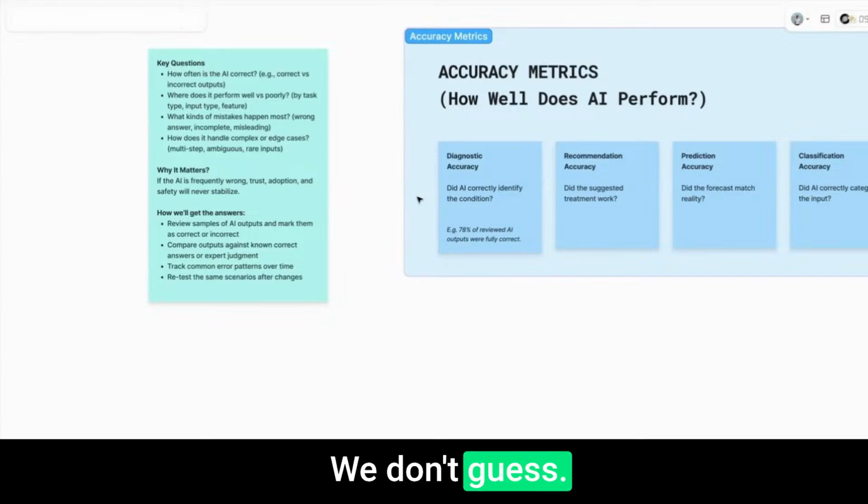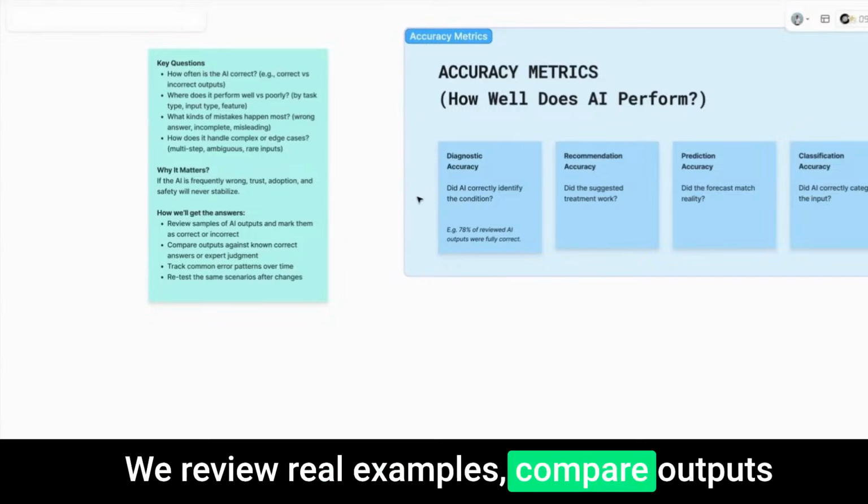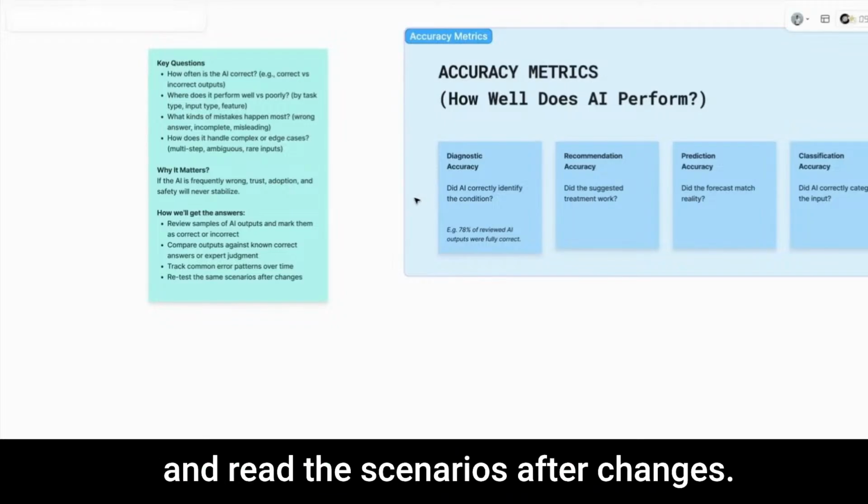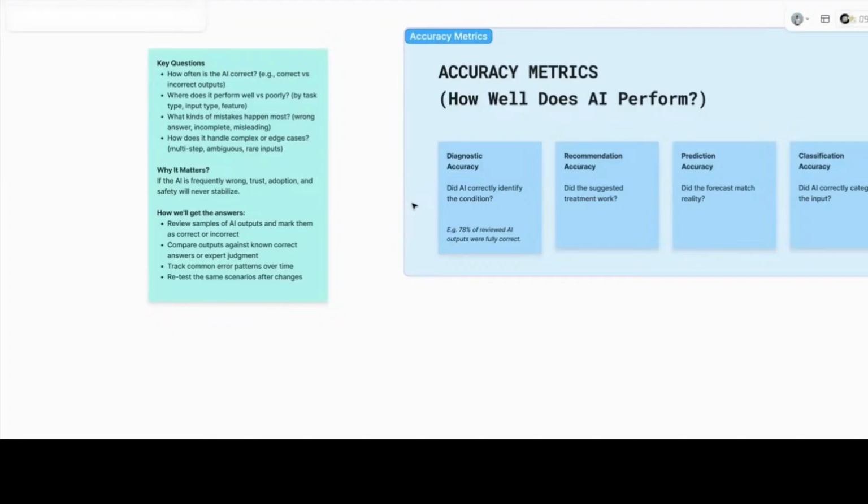We don't guess. We review real examples, compare outputs to expert judgment, track error patterns, and retest scenarios after changes.